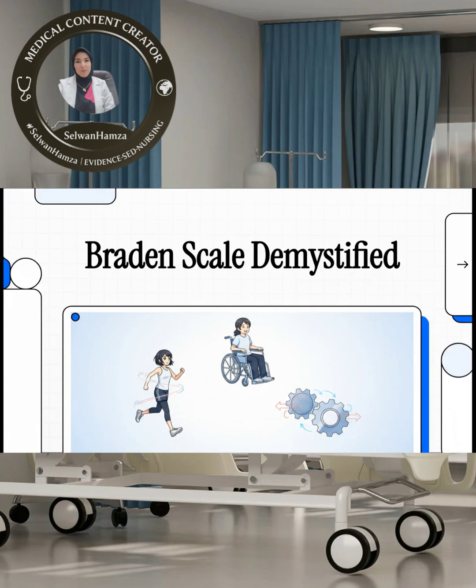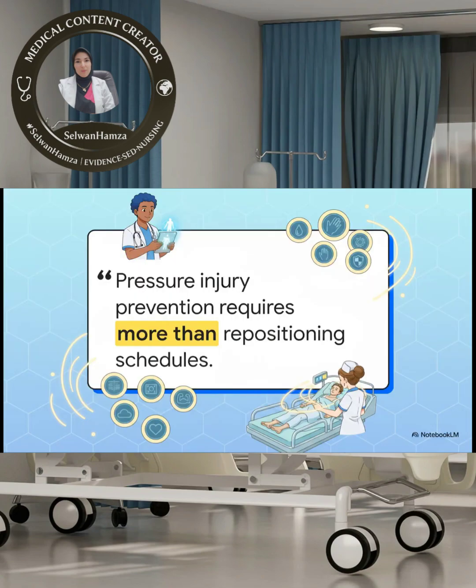Right, let's jump right in. Today, we're going to demystify three core components of the Braden scale that often get confused: activity, mobility, and the forces of friction and shear. Let's get to it. This is such an important idea to start with.